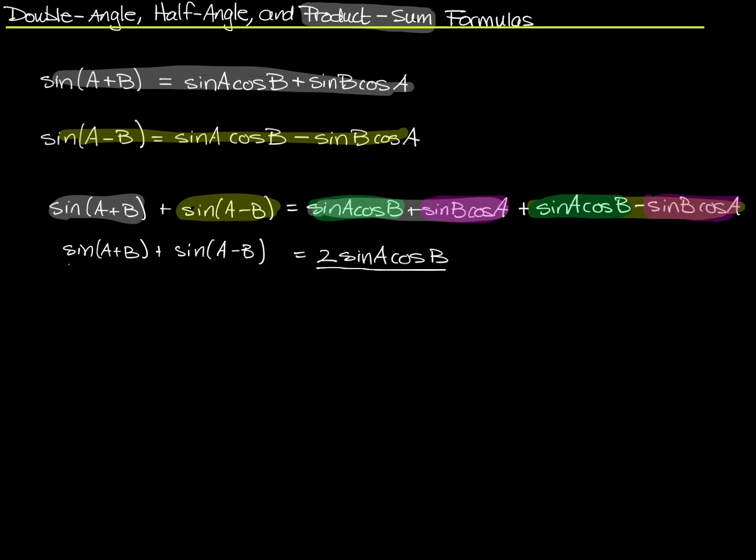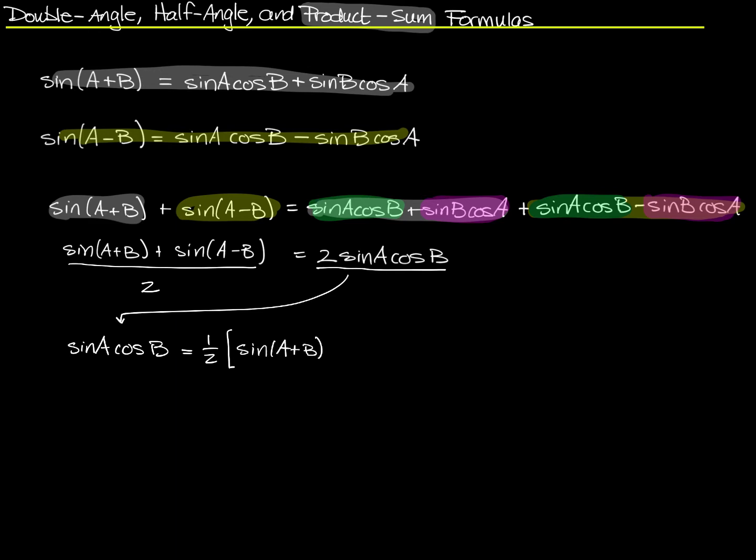And then if I divide both sides by 2, I get, and I'm going to write this term over here, sine A cosine B equals 1/2 the sine of A plus B plus the sine of A minus B. And this is what we call a product to sum formula. I've taken the product of two trigonometric functions, sine and cosine, different angles, and I've changed it into the sum of two trigonometric functions, a sine and a sine, with different angles. A plus B is going to be a different value than A minus B.